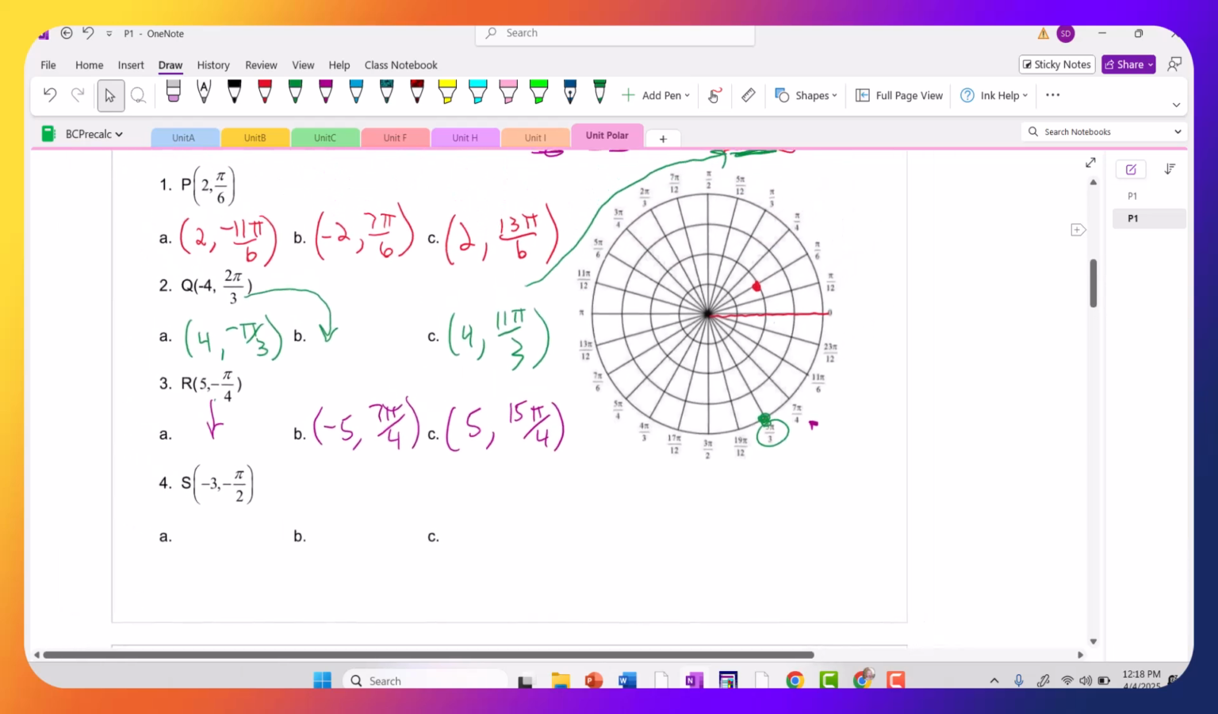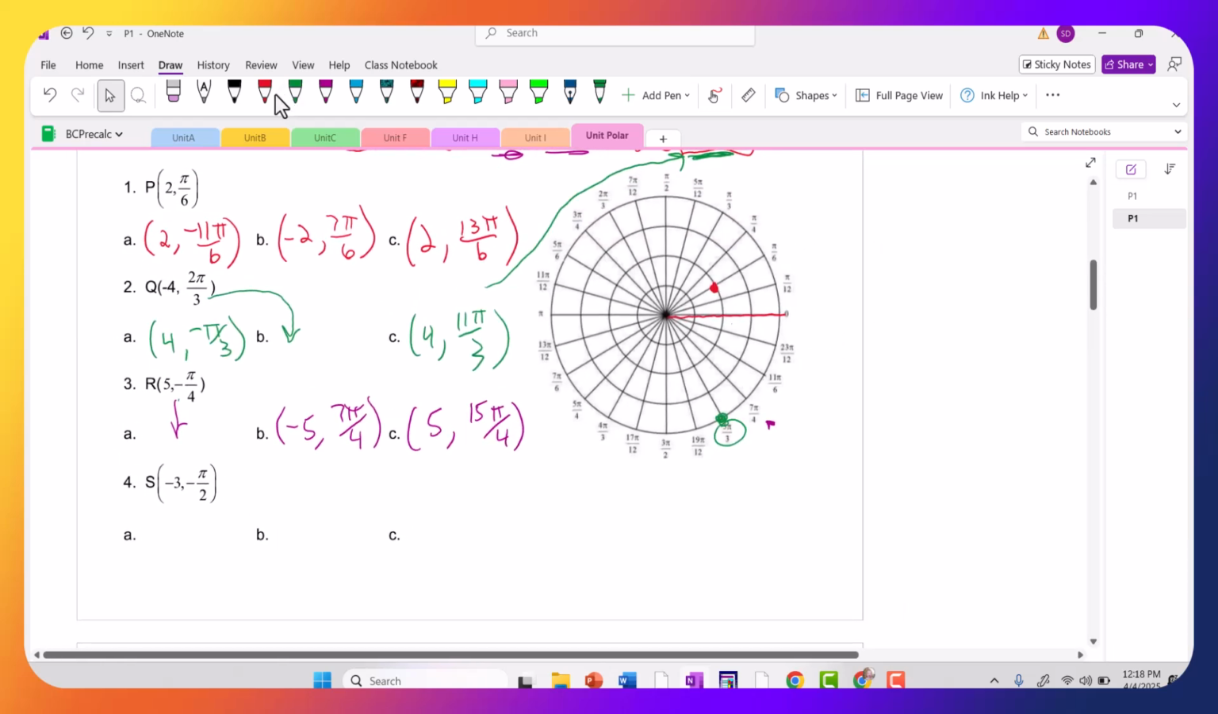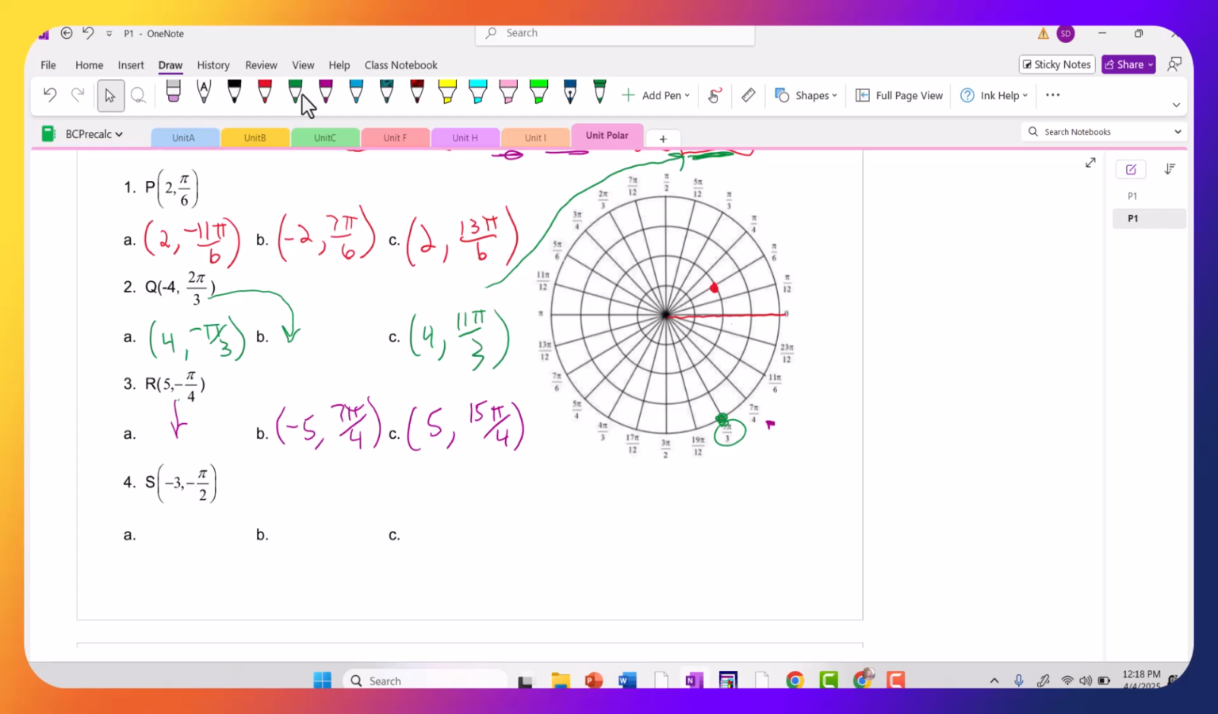Okay, then the last one, -3 comma negative. So here's what -3 comma negative is. I'm trying to choose a color. So I did purple, green, red, blue. There we go. All right, here's -pi/2 directly down here. All right, so I go 3, 1, 2, 3. Wrong! I have to flip to the other side of the pole to get up there for -3 comma pi/2.